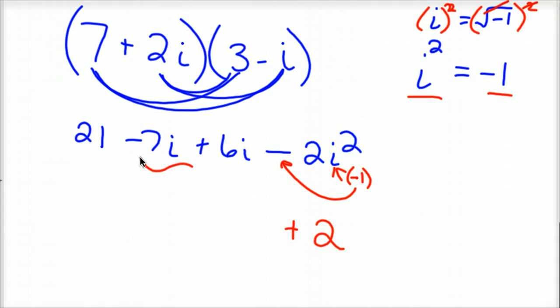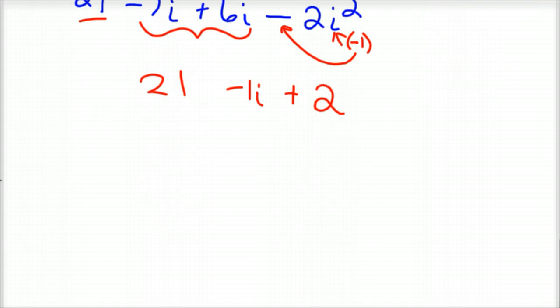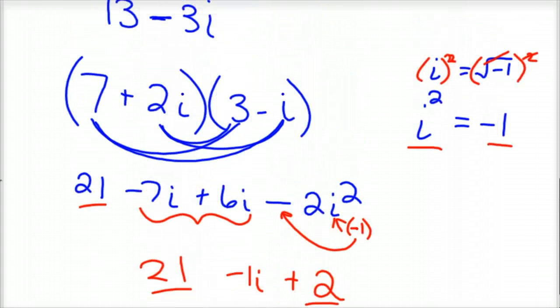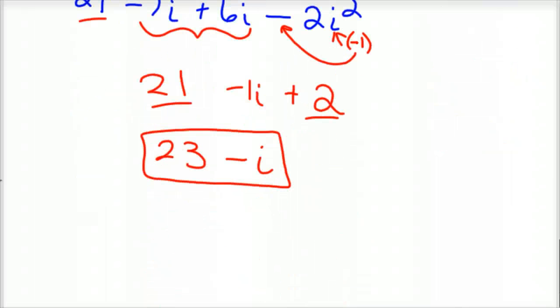Then -7i and 6i you can combine to -i, and then 21 we'll just bring down. We always want to write them as a complex number, so we put all of our numbers out front and our imaginary stuff in the back. 21 and 2 becomes 23 minus i. And there's the complex answer when you multiply those two complex numbers. You can also divide them, but that's almost a video in itself, and it will take a lot more time to explain.